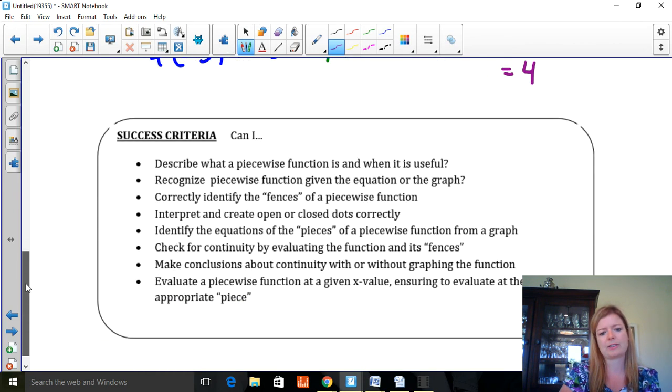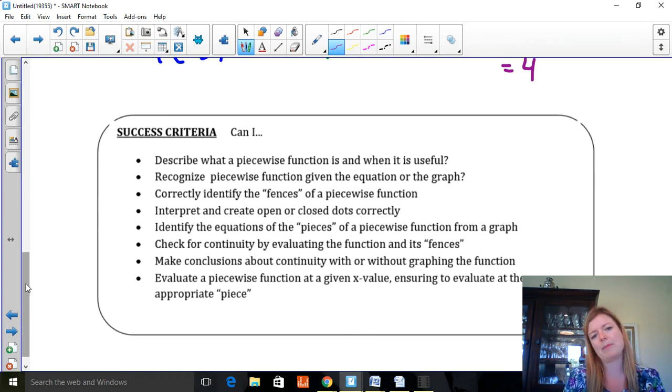So here's your success criteria for today. Make sure that you can do all these things as a result of this note. These are all the different types of things that I'm expecting you to be able to do after watching this video and practicing a whole bunch of questions and making sure you ask me lots of questions.